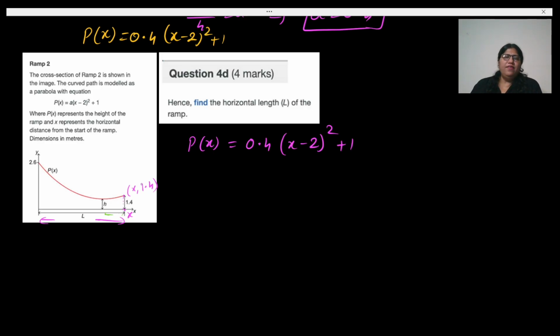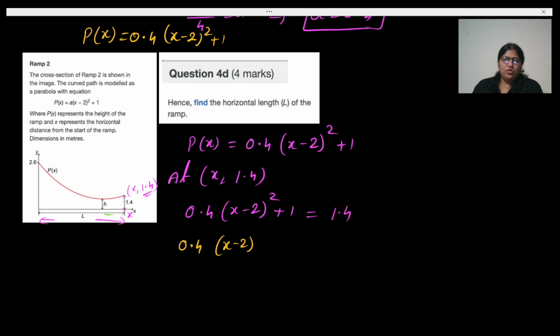Right now here, if I substitute 1.4 here, because this is the point (x, 1.4), it will become 0.4 times (x minus 2) whole squared plus 1, which equals the right side, 1.4. I'm just writing it to the right side. Now how will you do the simplification here? 0.4 times (x minus 2) whole squared plus 1 minus 1.4 equals 0.